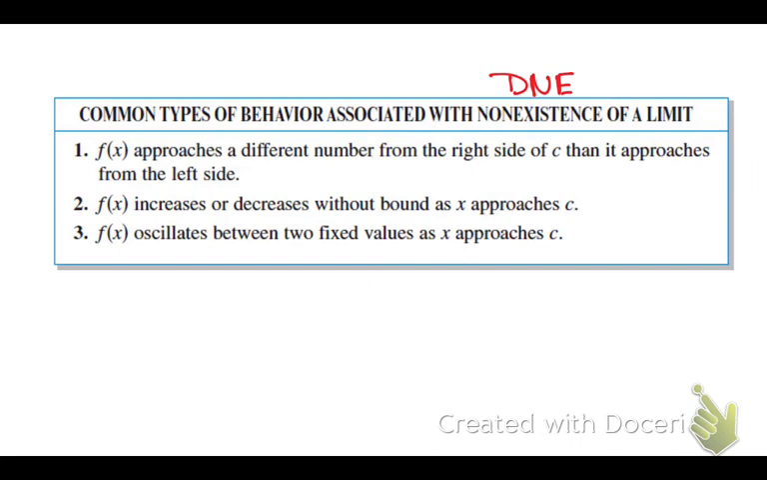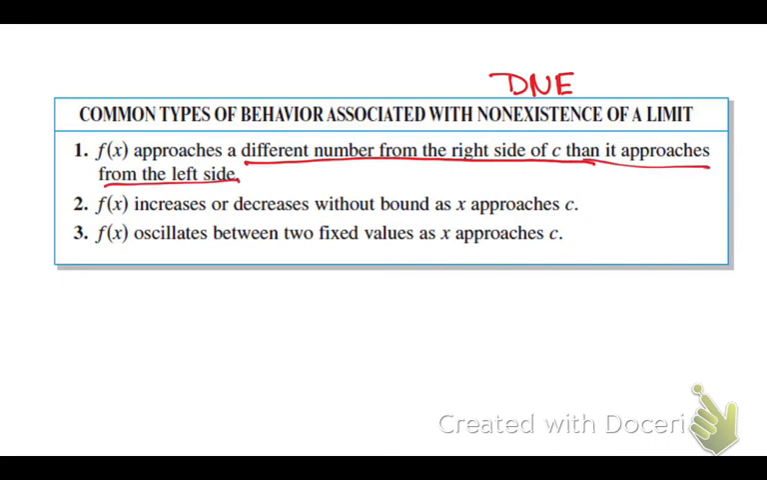Okay. So we have reasons why they would not exist. If you tell me the limit does not exist, you have to tell me why. And there's 3 reasons why. 1, f of x approaches different numbers from the left and from the right.